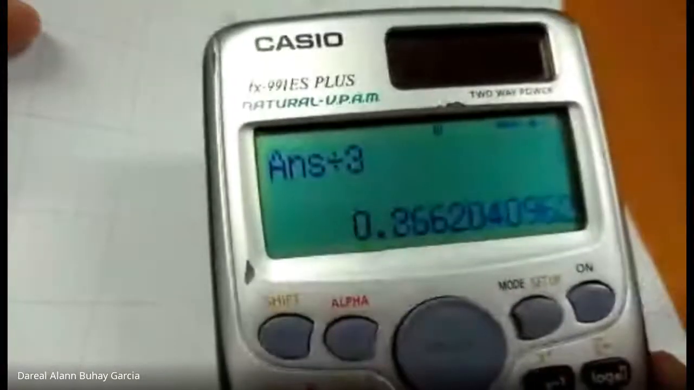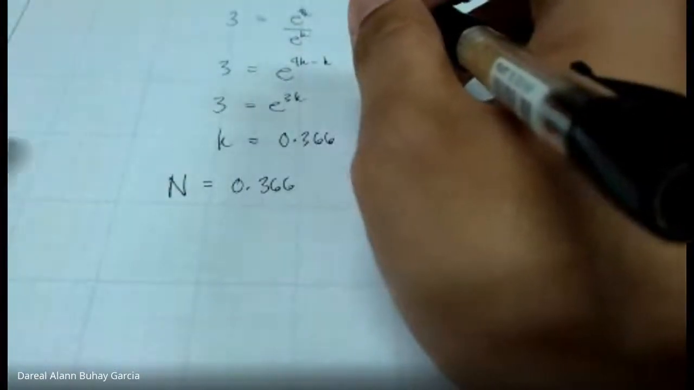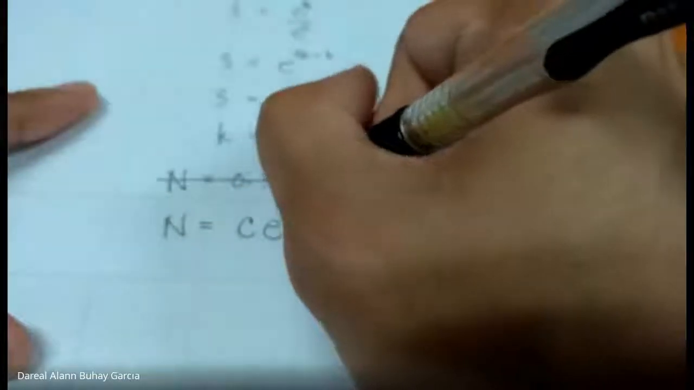So our original equation becomes N is equal to C e to the 0.366 t. But we're not done yet, because this still has the C part.